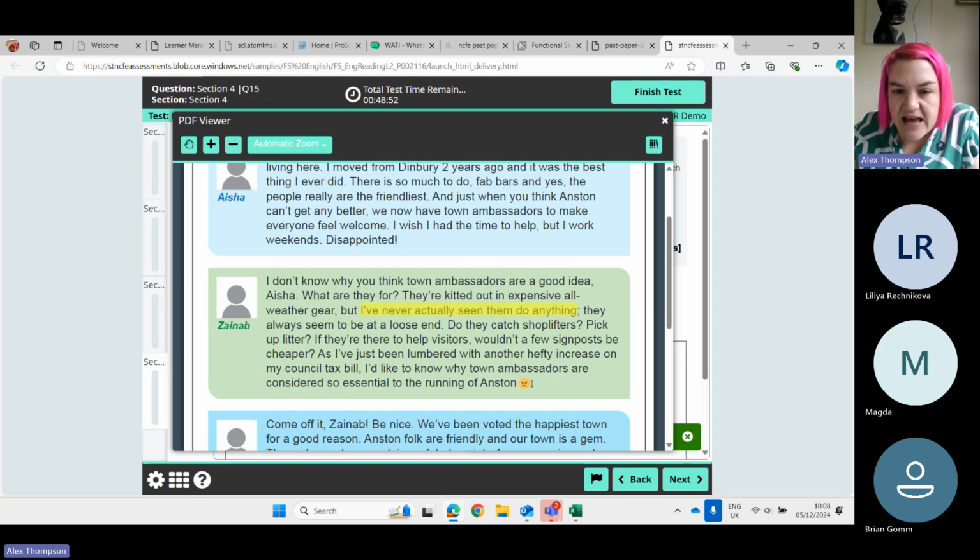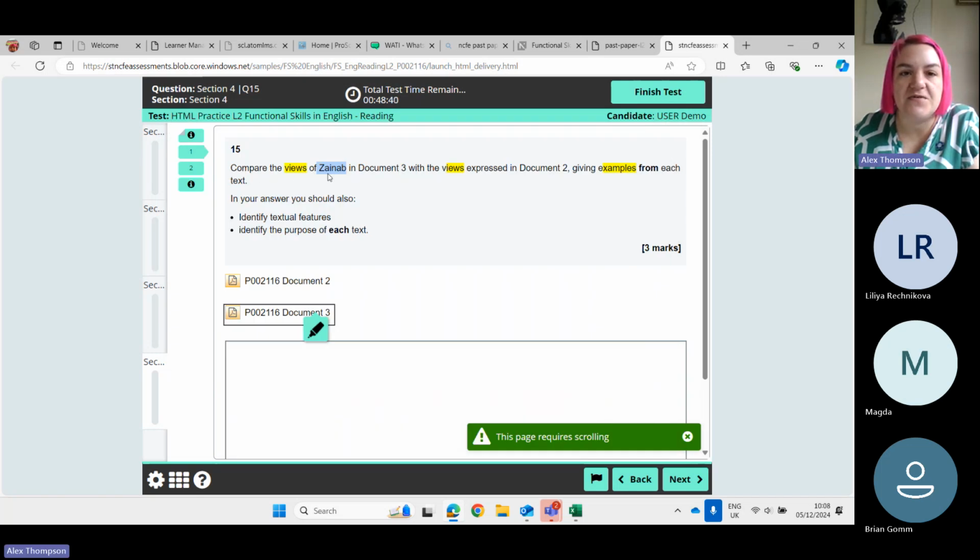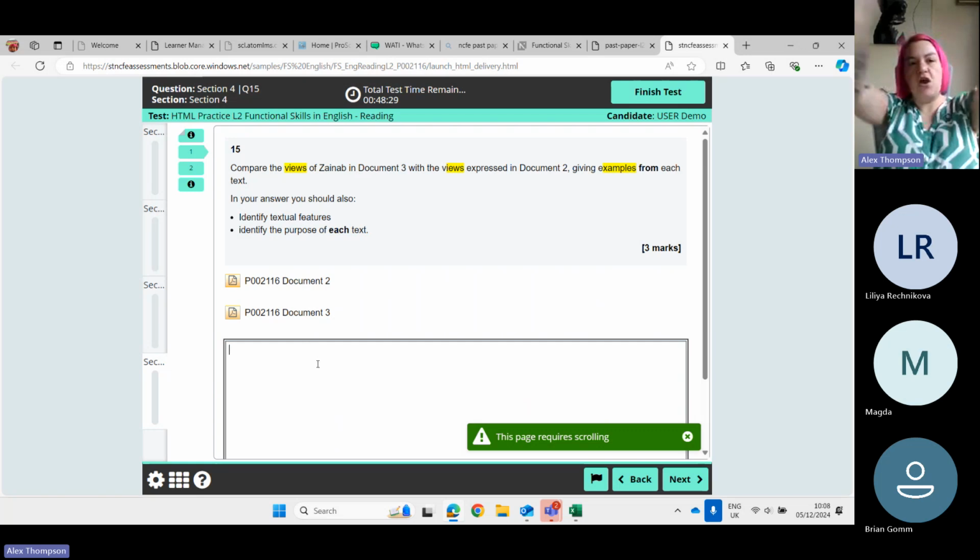And then even at the end, they've got a little unhappy face emoji. So even though it's not words, it backs up the opinion that this one is potentially negative. Okay, compare the views of Zainab with the views expressed in document 2, giving examples from each. We should consider textual features and identify the purpose of each text.